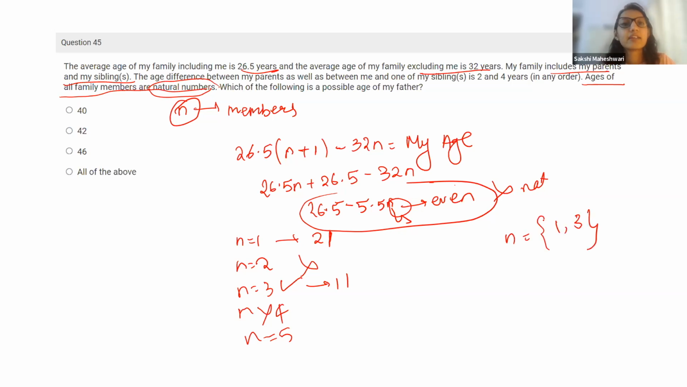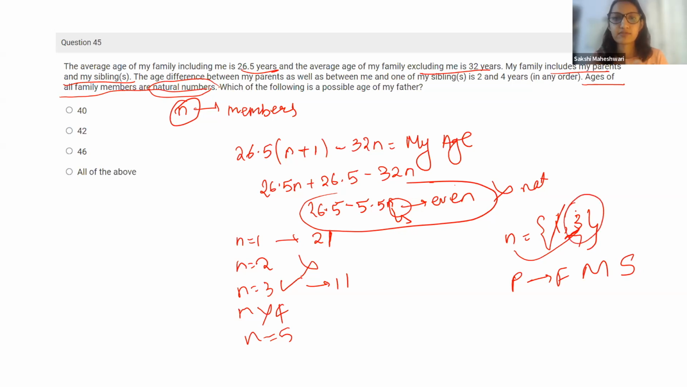Now it's mentioned that the age difference between my parents, as well as between me and one of my siblings, is 2 and 4 years. Now n is the number of members excluding me. And since the family already includes my parents, my father, mother and siblings, that will be more than 1. So n cannot be 1. N has to be 3. So in my family there are my parents, my father, mother, and one other sibling apart from me. Getting it? How we come to n equals 3?